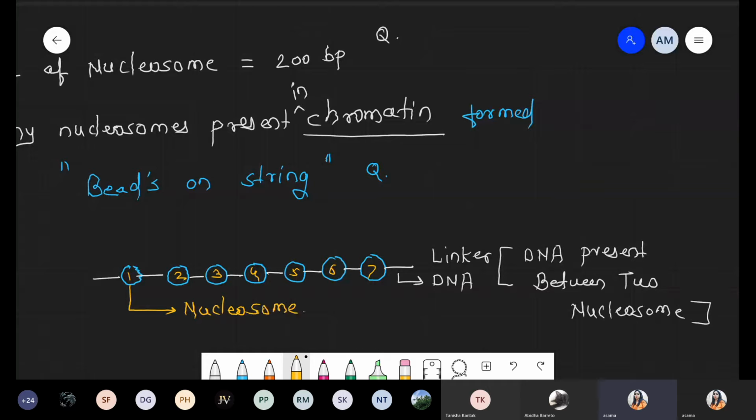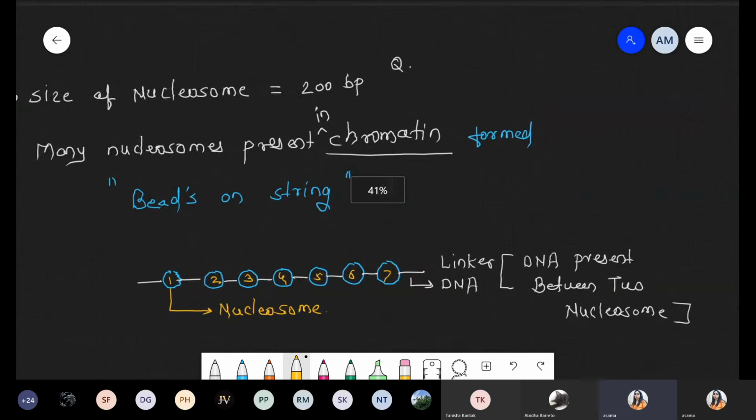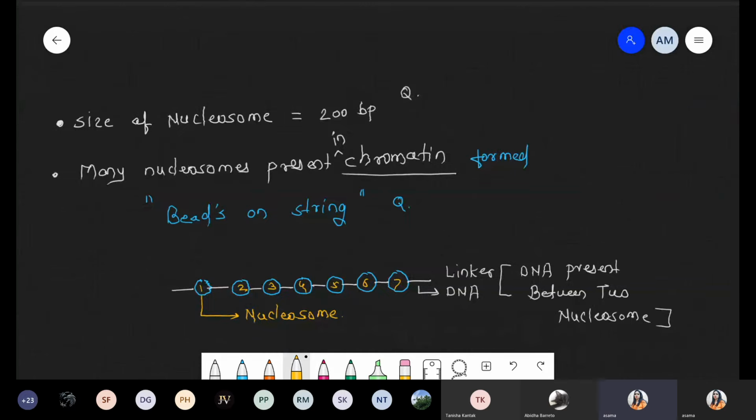So what happened during chromatin formation, or in the higher structure of chromosome? Many nucleosomes are present, and under the electron microscope it looks like beads on a string. There is a very long string, and on that string beads are present. First bead of nucleosome, second nucleosome, third nucleosome. Such a typical structure is called beads on a string.